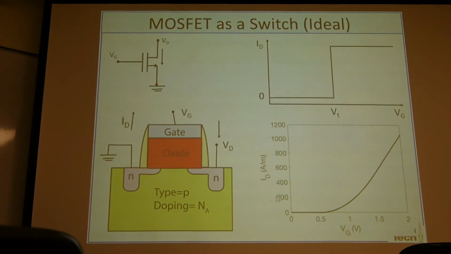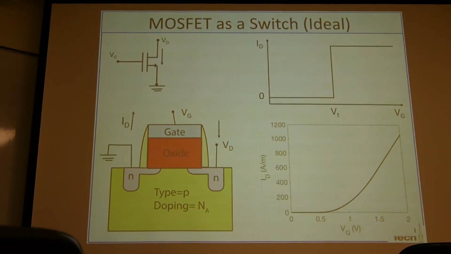Okay, so let's talk about this problem. Ideally, this is what you want for a perfect switch. So what do you want? You want below the threshold, the current is zero. Above the threshold, you have a large current. It's like the switch for your light bulb, right? You want to completely turn off the switch. This is what you want.